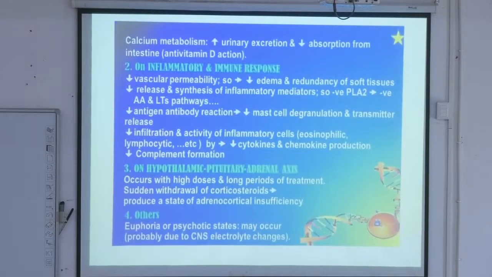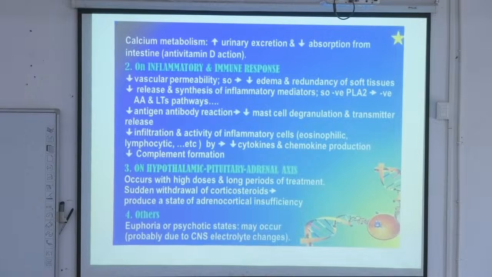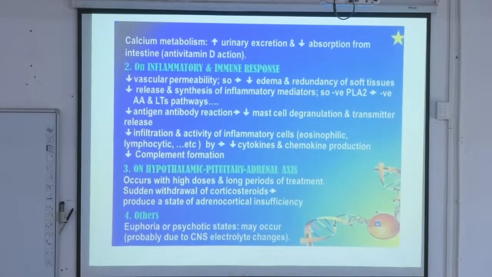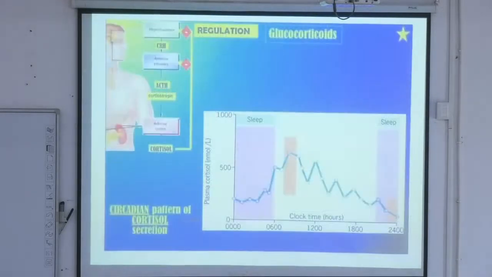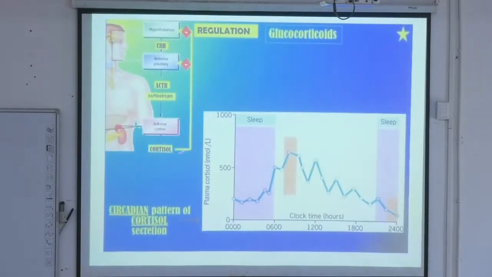Hypothalamo-pituitary axis. I will discuss this. If glucocorticoids are taken for a prolonged period or in high dose or both, there is suppression of the hypothalamo-pituitary axis. This is cortisol, and this cortisol is inhibiting release of CRH and ACTH.